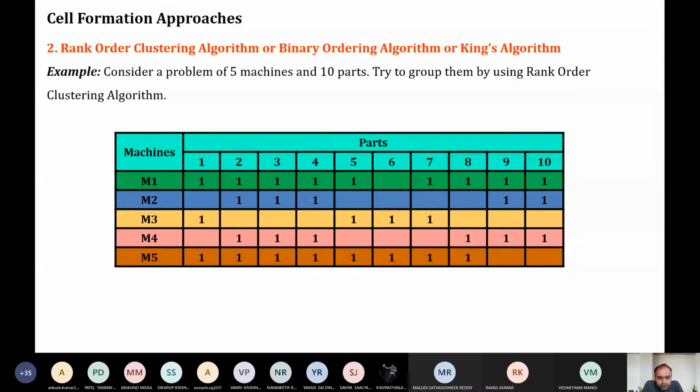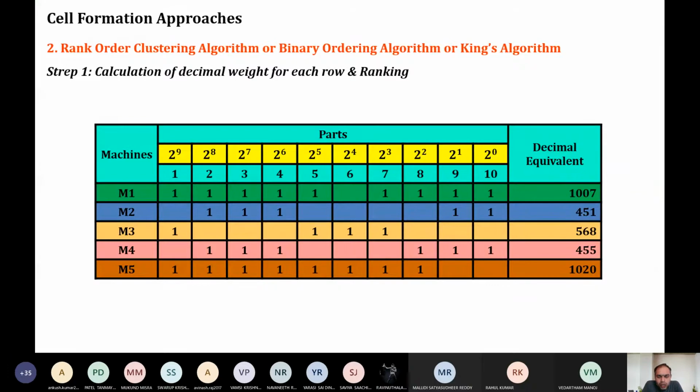Now we are going to group these machines and segregate the parts and the machines based upon their usage. As I told you, this is called the rank order clustering algorithm, and we are going to assign some binary weights. Remember that in rank order clustering, R stands for rows, so first we start with the rows, next we go for the columns. Remember this word RC: rows and columns.